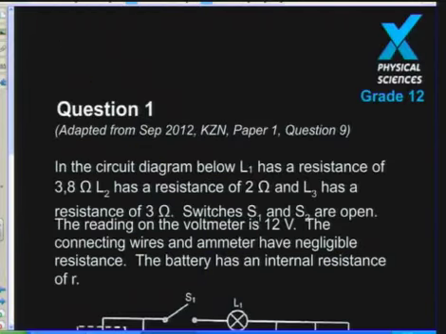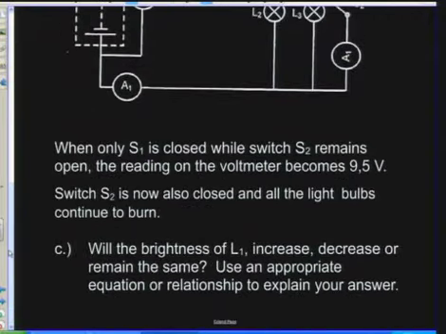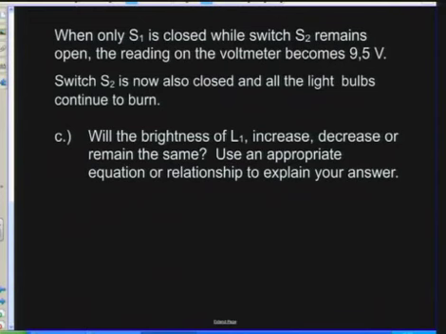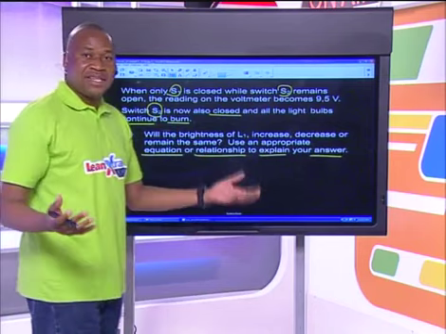Right, now the next one, still on question number 1. Let's have a look at number C here. Number C says, when only switch 1 is closed while switch 2 remains open, that is the readings we're getting. Now switch S2 is closed and all the light bulbs continue to burn. Will the brightness of L1 increase, decrease, or remain the same? Use an appropriate equation or relationship to explain your answer. And I'm just going to stick to the relationship that will be quicker for you to understand and see.